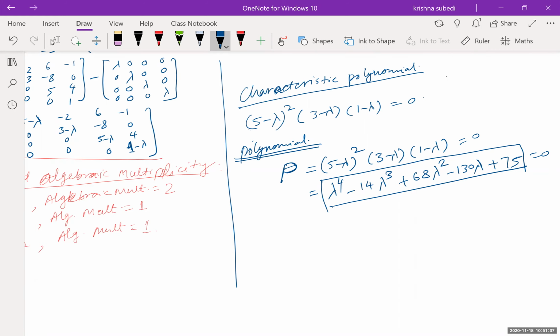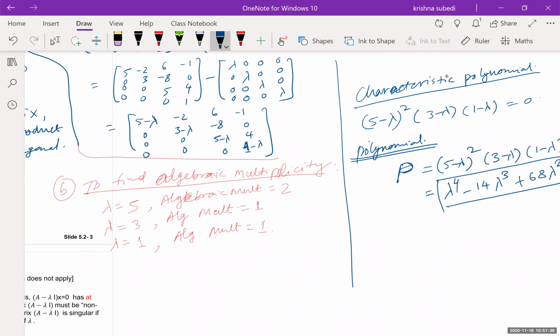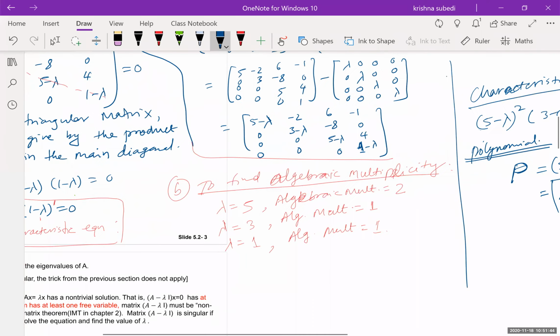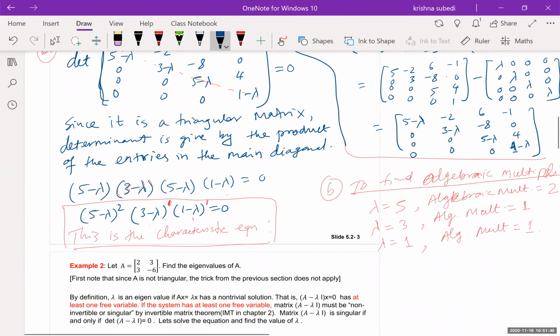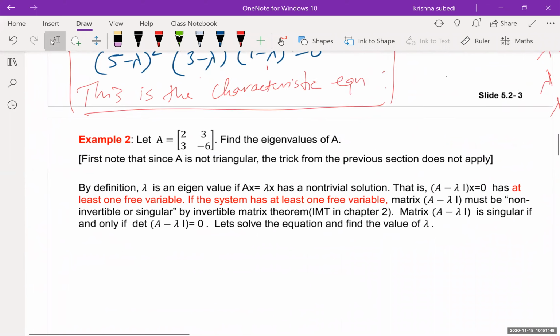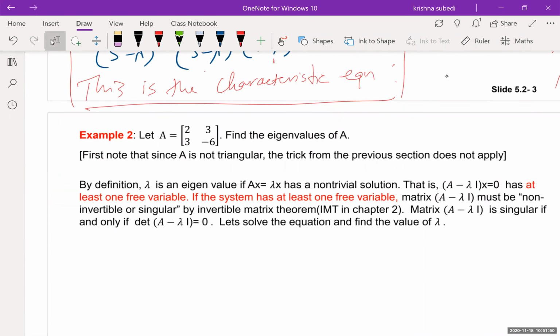And what are the eigenvalues? We already calculated the eigenvalues: lambda equals 5, 3, and 1. All right, so let's move forward. Example 2: let A equal the matrix 2, 3, 3, negative 6. This is a given matrix. Find the eigenvalues of A.